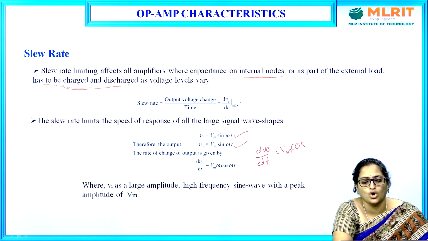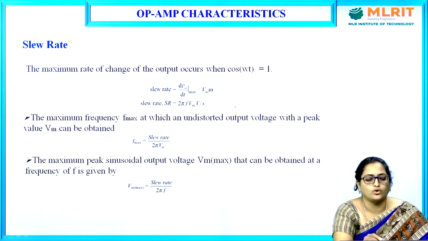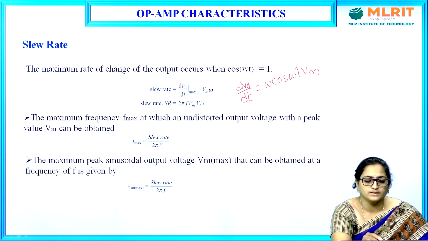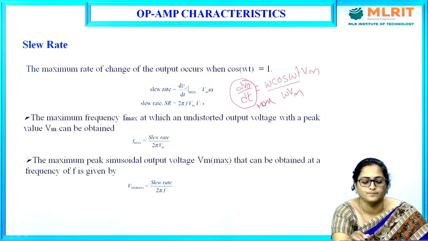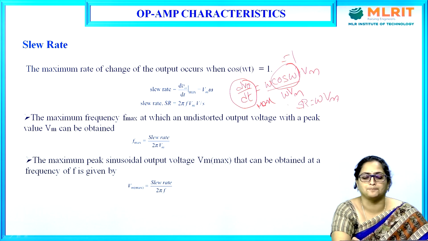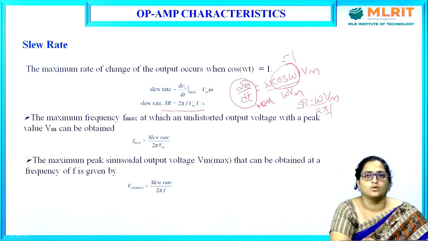Vm into cos omega t into omega. Vm is the amplitude. The maximum rate of change of output voltage, that is dV0 by dt, we got as omega cos omega t into Vm. This dV0 by dt will be maximum when cos omega t1 is 1. That is, you need to make cos omega t1 as 1. This can be done and you can get dV0 by dt as omega into Vm. So, slew rate is given as omega into Vm, where omega equals 2 pi f, that is slew rate equals 2 pi f into Vm volts per second.